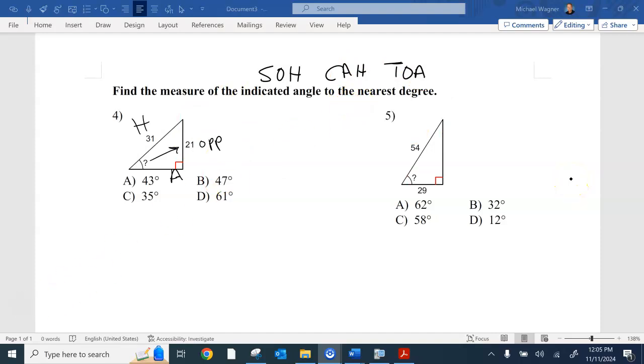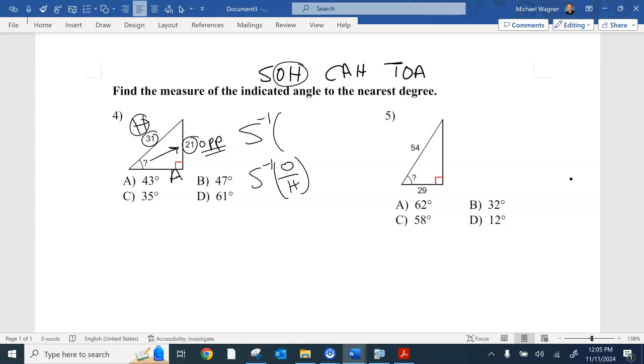Okay, well, what do we have? Well, first, when we're doing this, we look at, well, what sides do we have? Here we have 31 and 21, which is the opposite and the hypotenuse. So we need O and H, which is going to be the sine, right? So we're going to go sine negative 1, and then the opposite. Again, maybe I should be writing this out, the generic sine negative 1 opposite over hypotenuse. That's not a bad habit to get into. So what is it? So 21 over 31, what does that equal to?